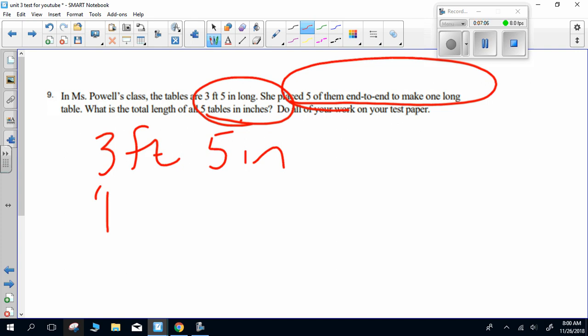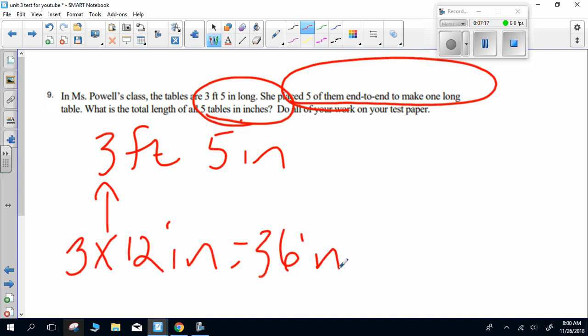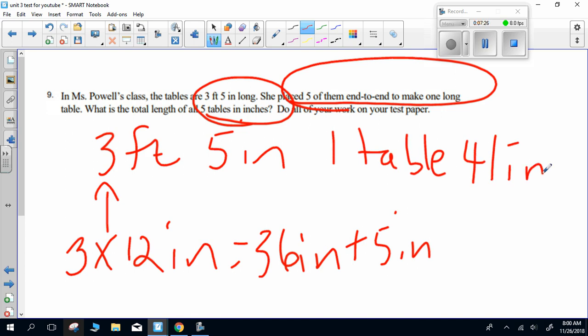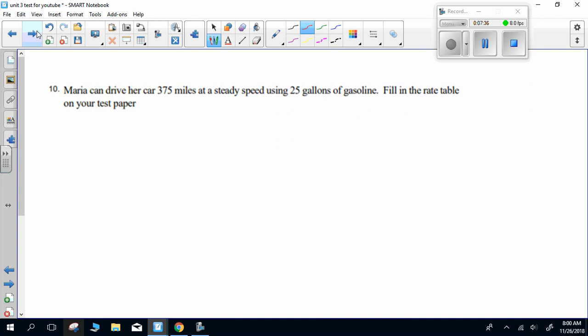So one table is 3 feet 5 inches. I know that 3 feet is 3 times 12 inches, which is 36 inches, plus the 5 inches that I started with. So one table is 41 inches long. Now I can either add 5 41s together or multiply this by 5 to get my final answer. So do that math.